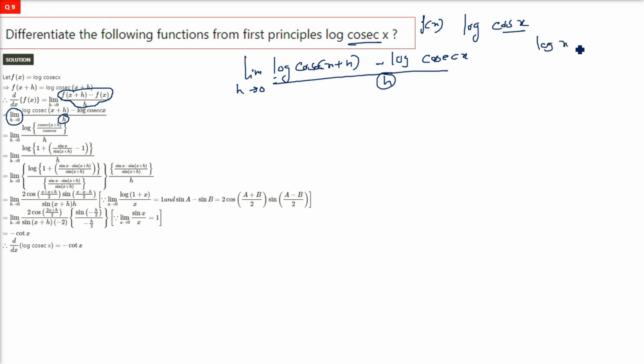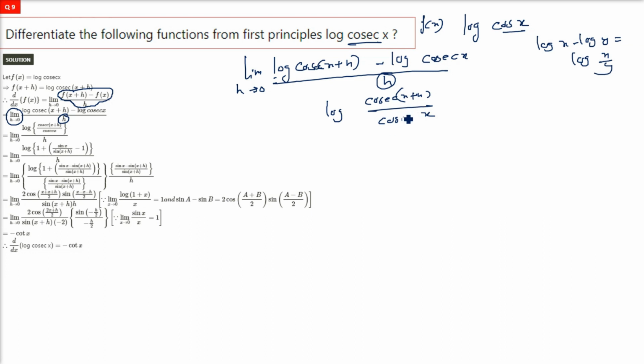You know that log x minus log y is nothing but log x by y. This is the property of log. So we have log cosec (x plus h) in the numerator and cosec x in the denominator. So log a minus log b. I am just writing the numerator now and trying to solve this. Then we will use the division by h and limit h tends to 0.